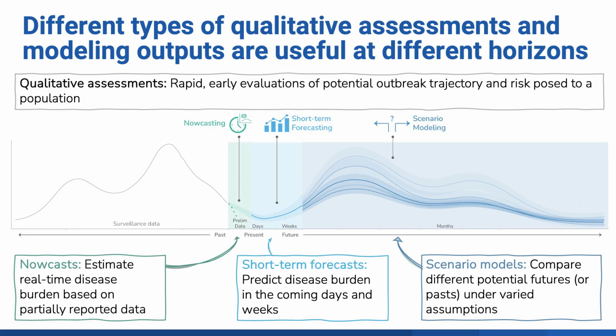Last are scenario models in dark blue, which are used to compare different potential hypothetical versions of the longer-term future, or scenarios based on varied assumptions, including factors such as what public health measures are applied or how rapidly the pathogen evolves. These could be useful in months into the future or even into the past.